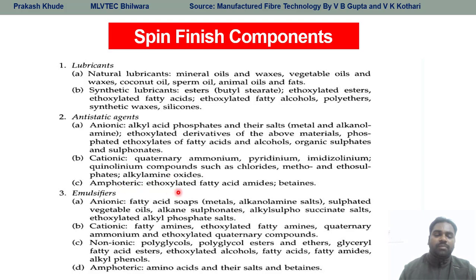And if you talk about the emulsifiers, in emulsifiers also you have 4 different categories: anionic emulsifier, cationic emulsifier, non-ionic and amphoteric. The example for anionic emulsifier is fatty acid soap. For the cationic, that is fatty amine, ethoxylated fatty amine, quaternary amine, ammonium. Non-ionic could be polyglycol, polyglycol esters, ethers, glycerin, fatty acid esters. And amphoteric are amino acids and their salts and betaine.